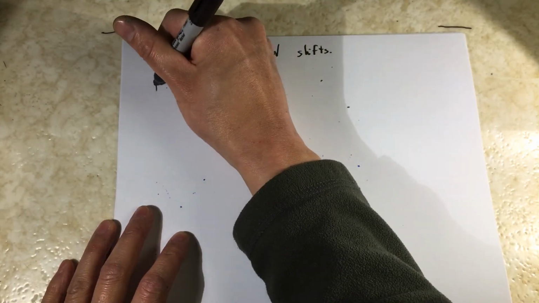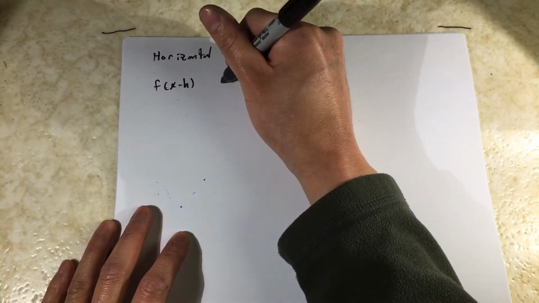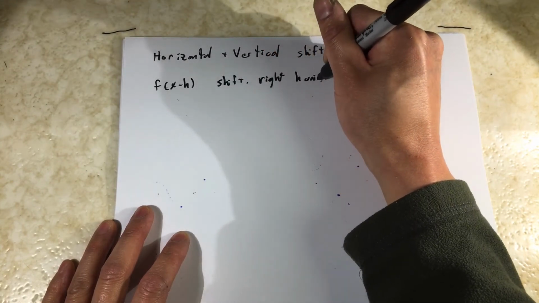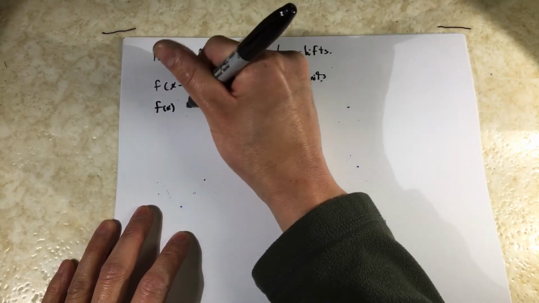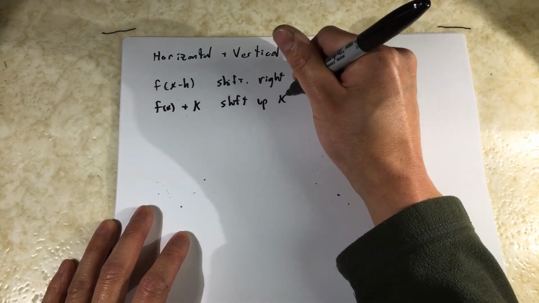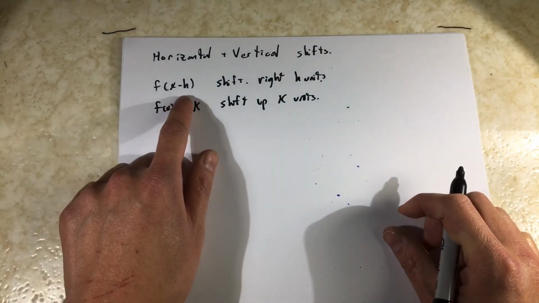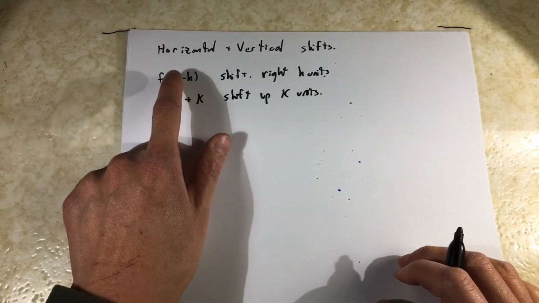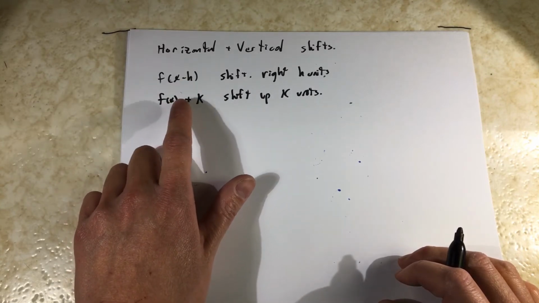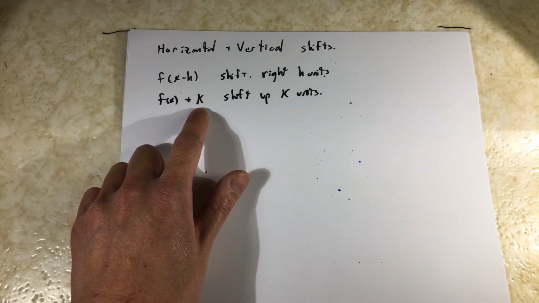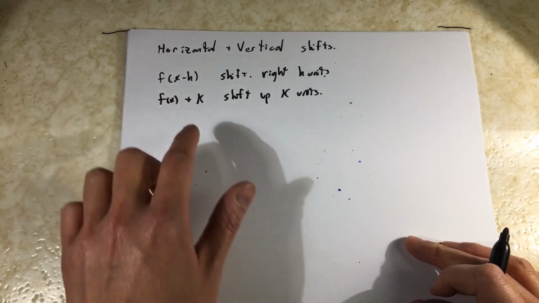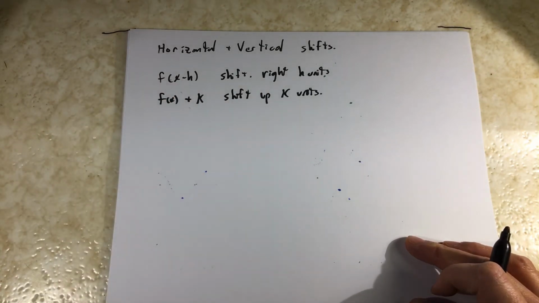So I want to remind you that f of x minus h means it's a shift right h units. And if you have f of x plus k, that's a shift up k units. All right, so remember that if it's inside the function, that's going to be a left-right shift. And if it's minus, that's going to be a shift to the right. If it's plus, shift to the left. And then if it's outside, that's going to be an up-down shift. If it's positive, then it's a shift upward. If it's negative, it's a shift downward. So generally the sign thing is in opposite directions for the x versus y. We've talked about that before.